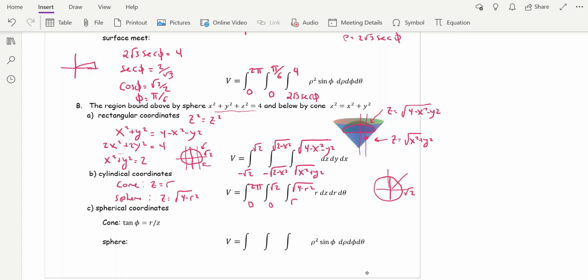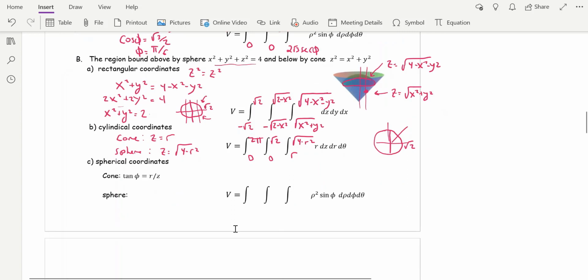Okay, for spherical coordinates, one of the equations in your table of conversions that comes in really handy, I don't have it with me right here, but if you look in the last lecture notes on the last page, there's a whole table of conversions. This one's really helpful when you're trying to find phi. So tangent phi is r over z. Well, the cone is r equals z, right? And so tangent phi is equal to 1, so phi is pi over 4. And in spherical coordinates, the sphere of radius 2 is just rho equal 2.